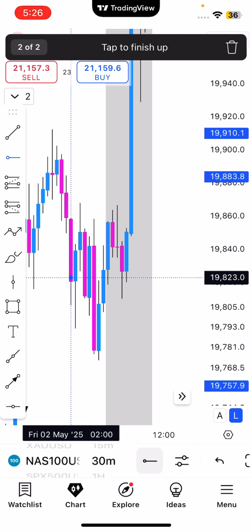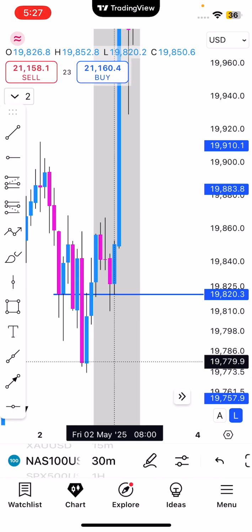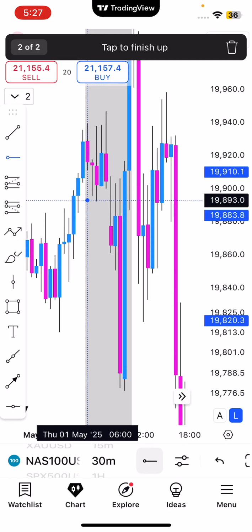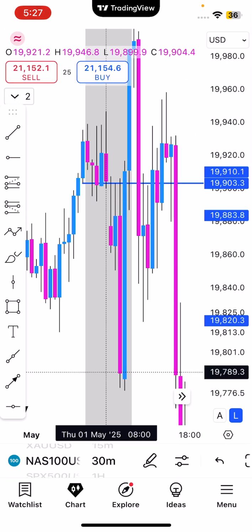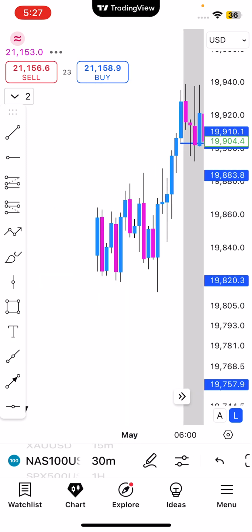So let's see what else. This is an HNS level as well. Price ended up respecting it at 7:30. 8 o'clock candle came in, went up. Let's see, break and retest. 9 o'clock tap, 9:30 drop. That's a good one. Okay.